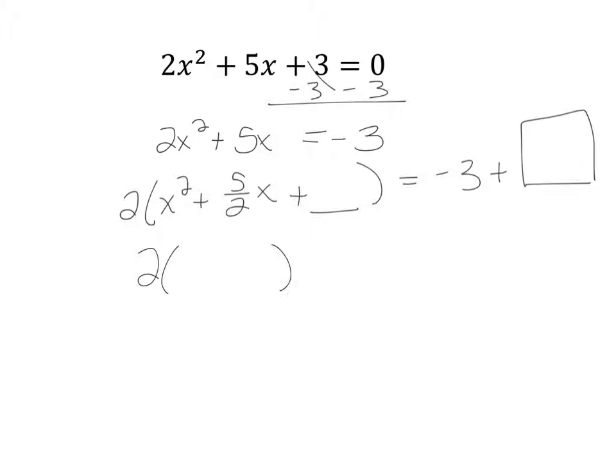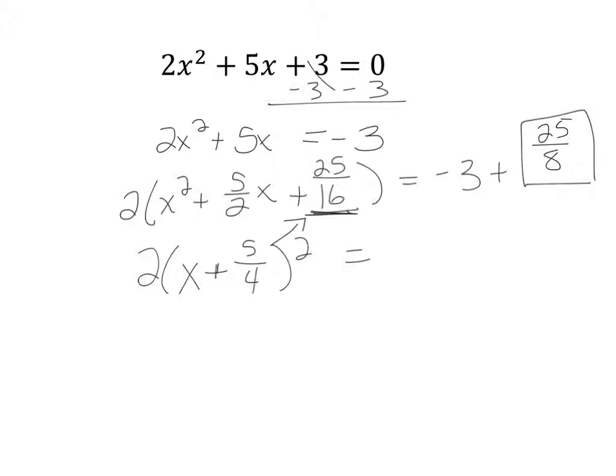So the 2 stays here. We're going to make our perfect square. I take this number here and divide it by 2. Dividing by 2 is the same as multiplying by half, so it's 5 over 4. Then I square it, so 25 over 16. I have to add 25 over 16 to make this a perfect square. But what I have to add to the other side is 2 times that, so 25 over 8.